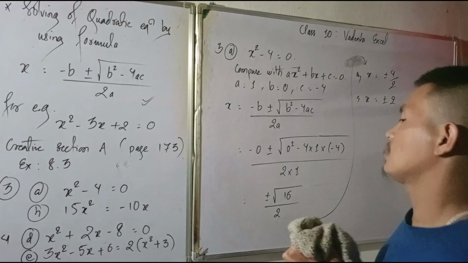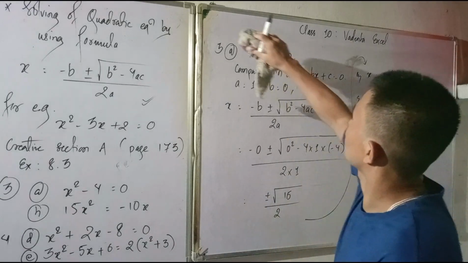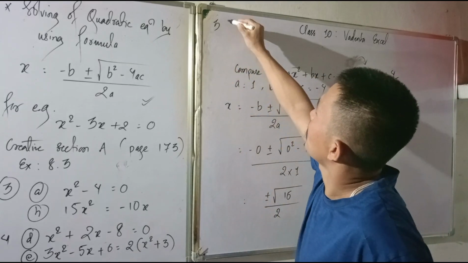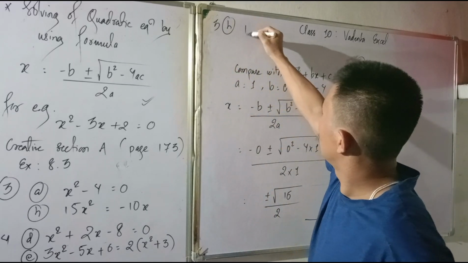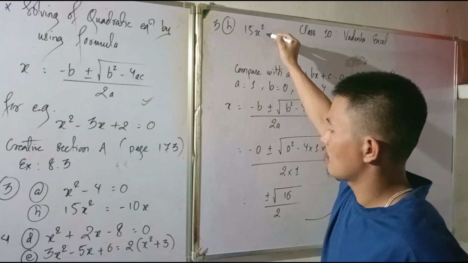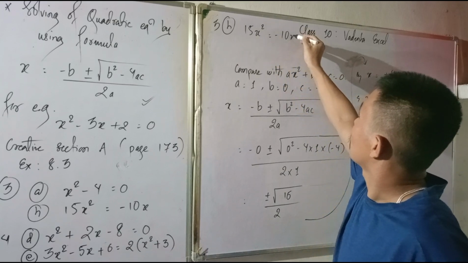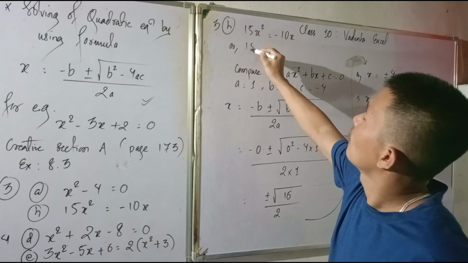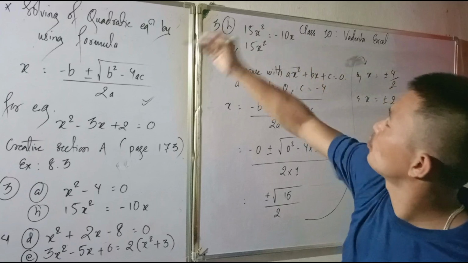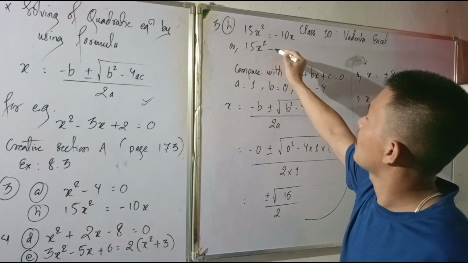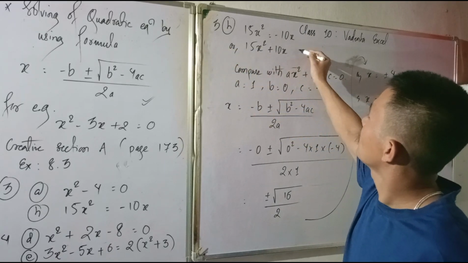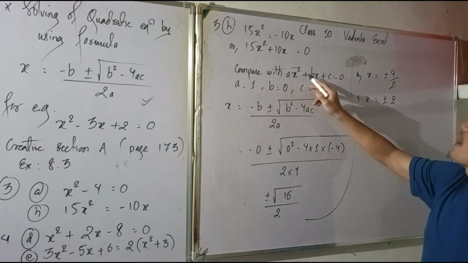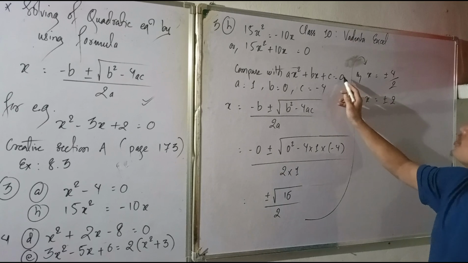Now let's move on to the next, number 3h. Similarly, this one is very easy. In this case, 15x squared is equal to minus 10x. Okay, 15x squared, let's move to the left hand side, it becomes positive 10x equals 0.